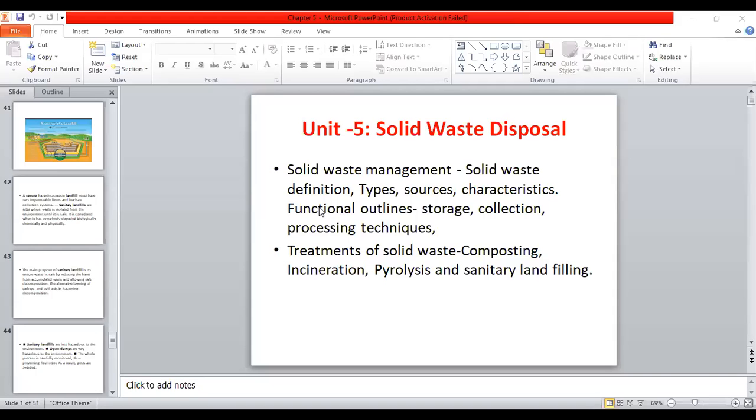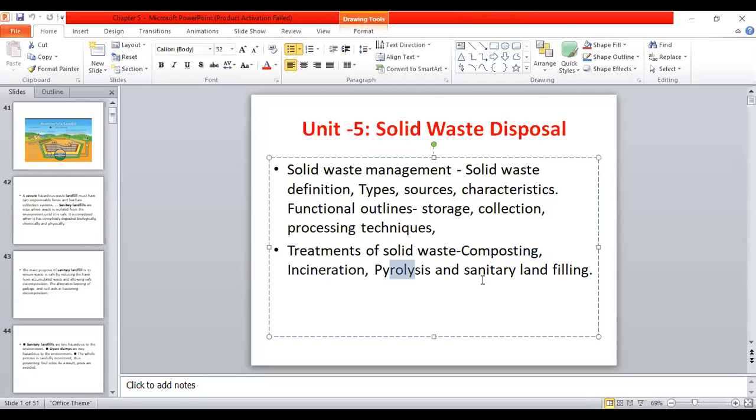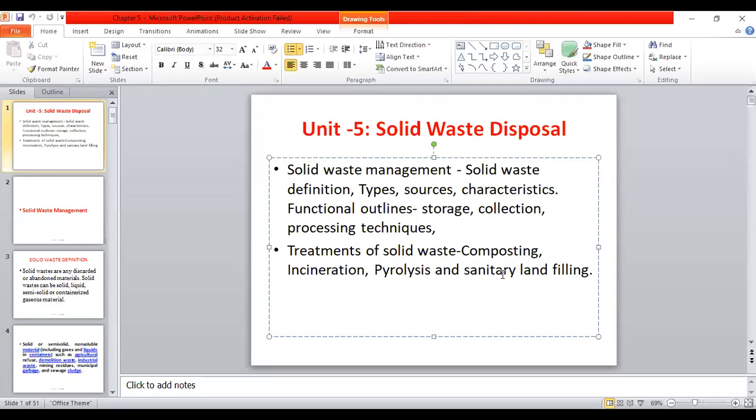So the last part of this chapter, I think you are able to see my slide. The last part of this chapter is the treatment of solid waste, which we started in the last lecture. We have studied incineration and pyrolysis, and today we will see composting and sanitary landfilling. If we finish these two parts, this chapter will be over, and then we can start the sixth chapter.